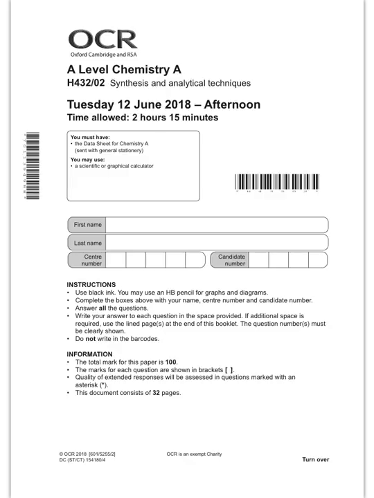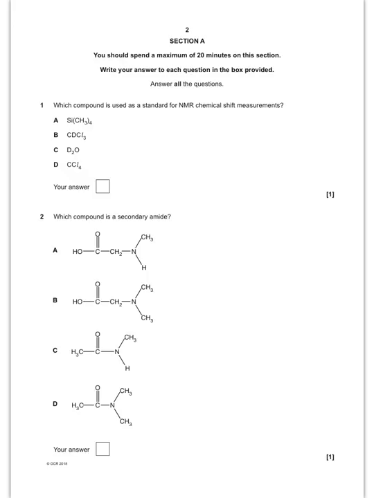So today we're going to go through the June 2018 Synthesis and Analytical Techniques paper. So we start with the multiple choice. Nice and easy one to start with. Which one is used as a standard for NMR chemical shifts? You'll know it as probably TMS, which is tetramethylsilane, and so the answer for that is A.